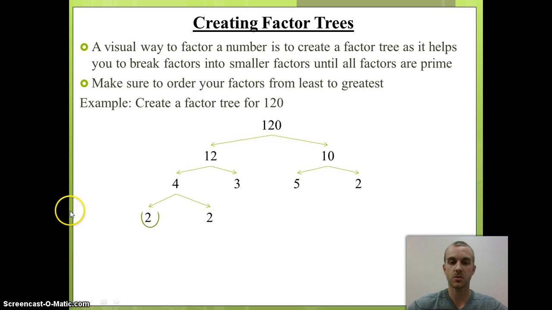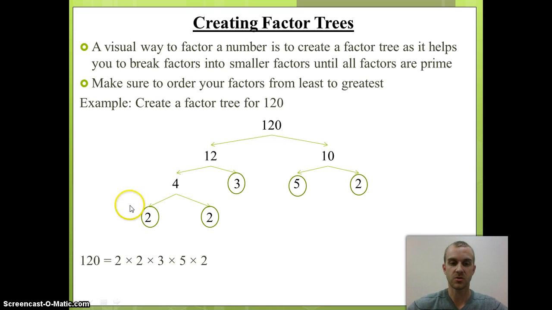And if I circle all my prime factors, I know that those are my values that are going to be creating the product of 120. So 2 times 2 times 3 times 5 times 2. But I do want to go back now and reorder them so that I know that 120 is equal to 2 times 2 times 2 times 3 times 5.